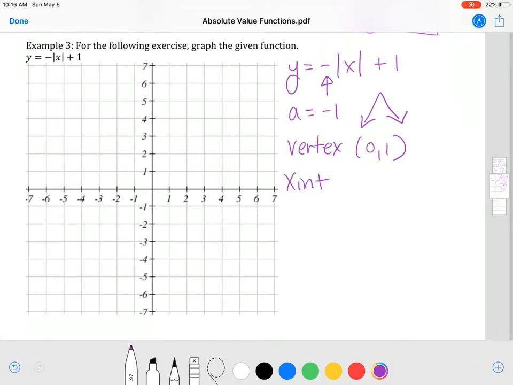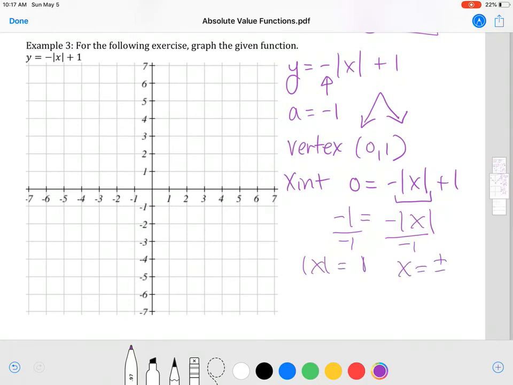My x-intercept is the value of x when y is 0. So I'm going to plug in 0 for y. I've got to isolate my absolute value. So I'm going to subtract 1 from both sides, and then divide both sides by negative 1. So I get the absolute value of x is equal to positive 1, which means x is going to be plus or minus 1. Because if I put positive 1 in for x and I take the absolute value, I get positive 1. And when I put in negative 1 for x and I take the absolute value, I still get positive 1. So here are my x-intercepts.